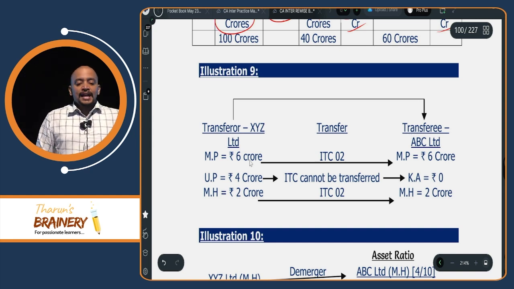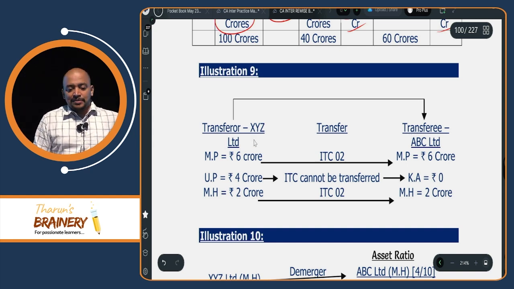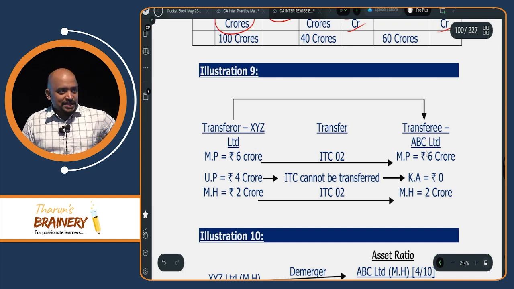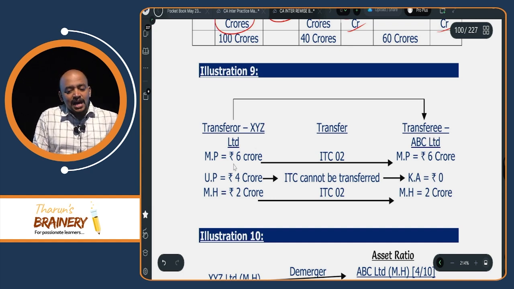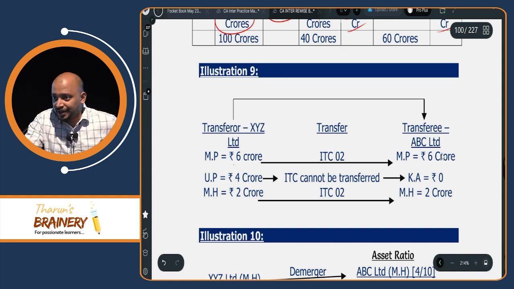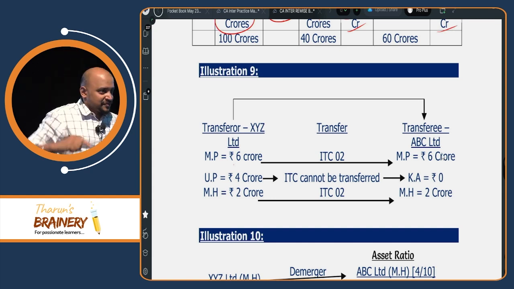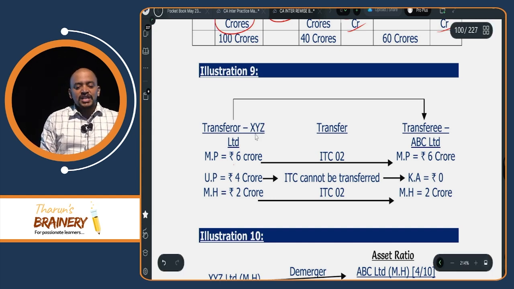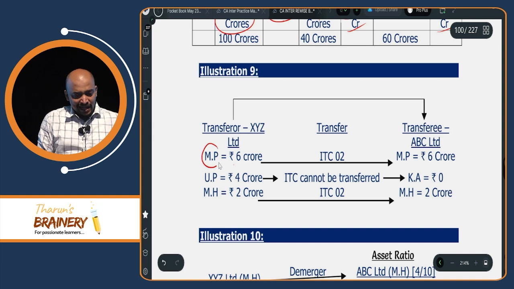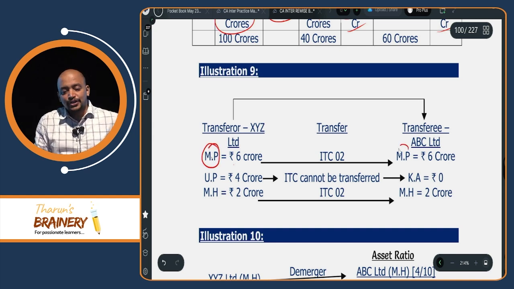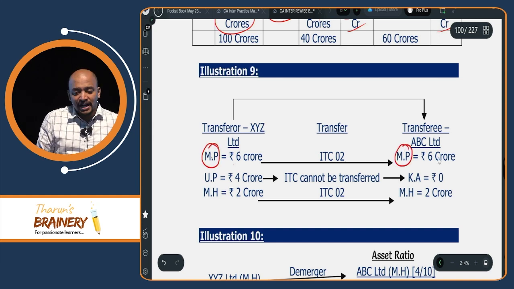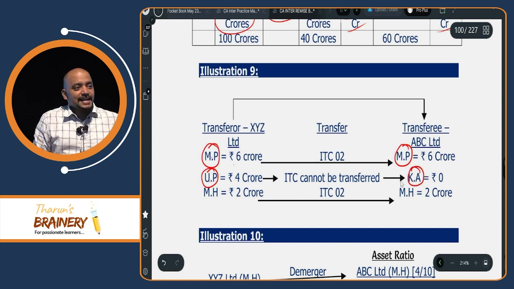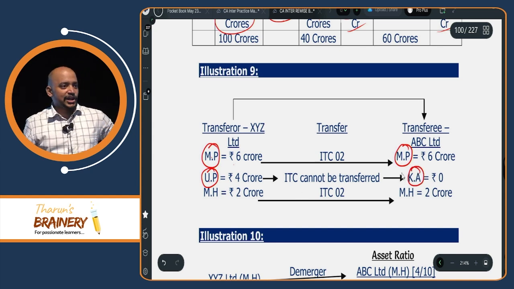Okay. Now, transferor XYZ Limited, transferee ABC Limited. Both transferor and transferee should be in the same state. Then only ITC can be transferred. Otherwise, ITC cannot be transferred. For example, transferor XYZ Limited is in Madhya Pradesh and the transferee is also in Madhya Pradesh. Can ITC be transferred? Yes. But if transferor is in Uttar Pradesh and transferee is in Karnataka, can the ITC be transferred? No, ITC cannot be transferred.